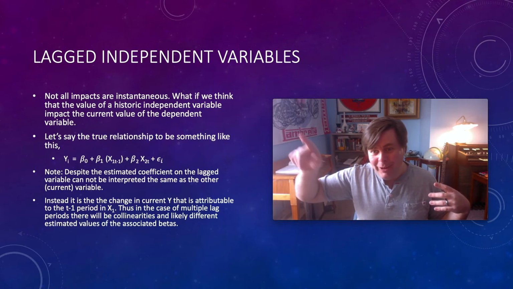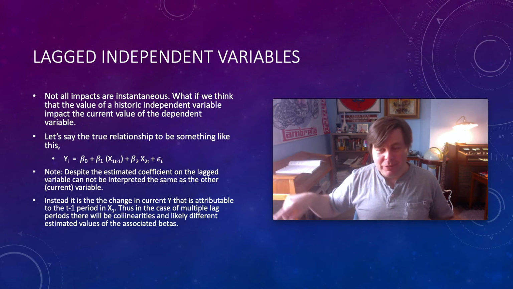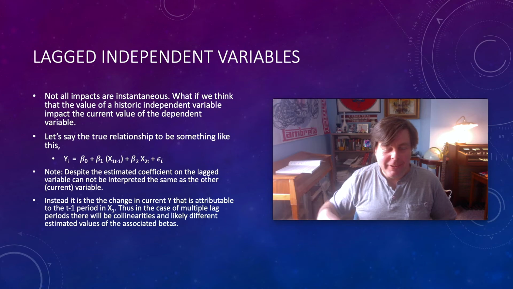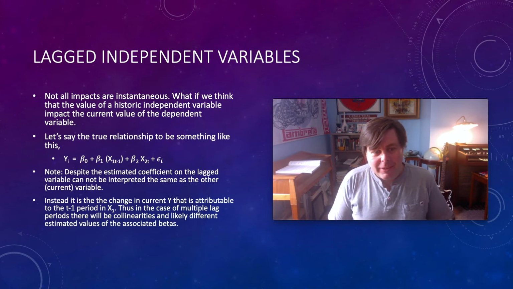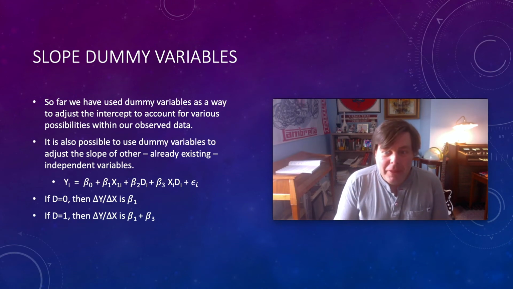Unless it's a random walk, right? Unless x1 bounces around totally randomly. But if x1 has any kind of pattern over time, then we're going to introduce that multicollinearity. All right, so the third thing then is this idea of slope dummy variables.